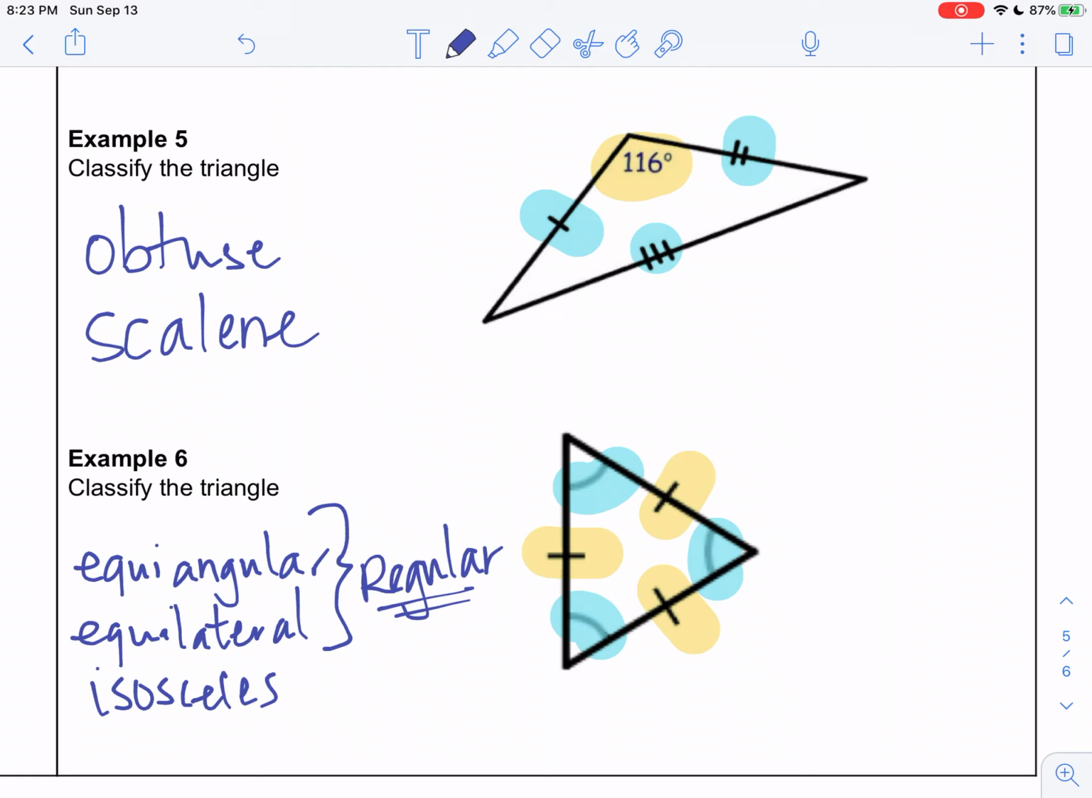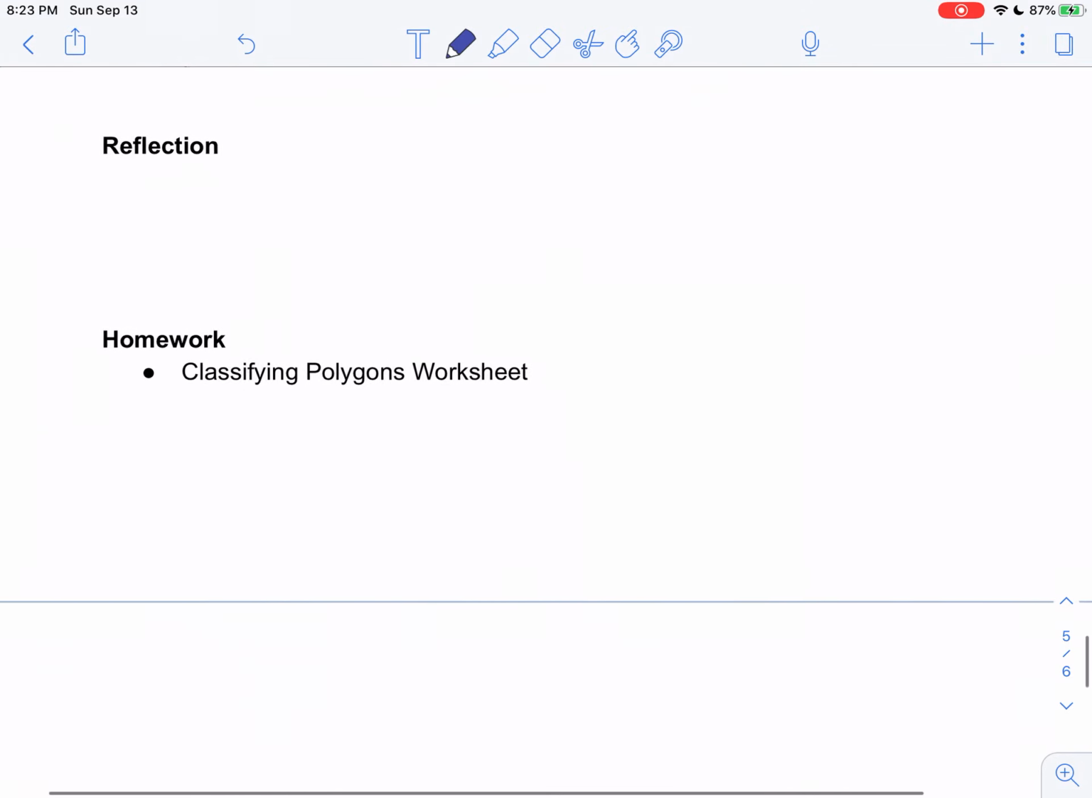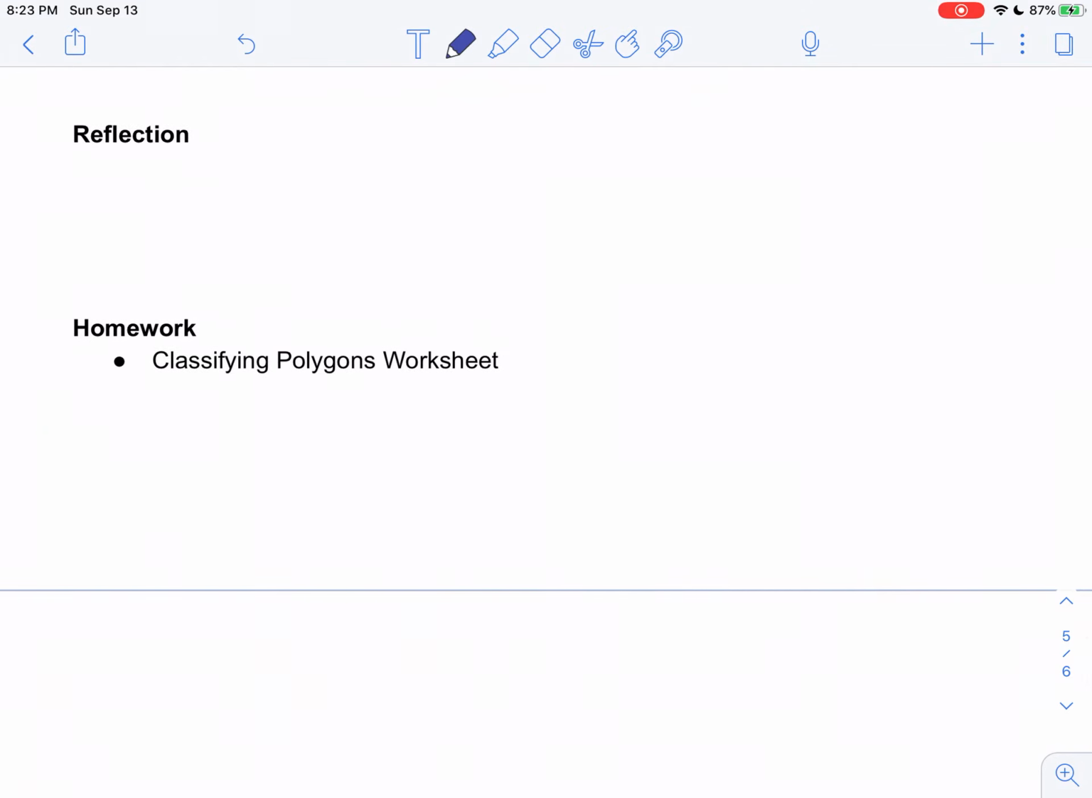So that's going to do it for this lesson. Take a moment, reflect: what did you learn today? And then you're going to head on over to our link, and this is linked up in Google Classroom. You're going to complete the Classifying Polygons worksheet in Notability, and then upload it to Google Classroom.